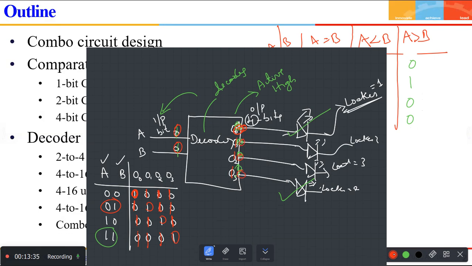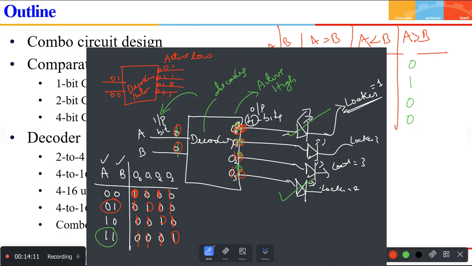Suppose you have a decoder, listen carefully, a decoder with 2 inputs and 4 outputs. If there is a bubble here, that means it is active low. That means whenever your input is 0, 0, this output will become 0 and all other outputs will become 1. Or whenever your input is 1, 0, this output will become 0 and all other outputs will become 1. This is called a decoder with active low output.